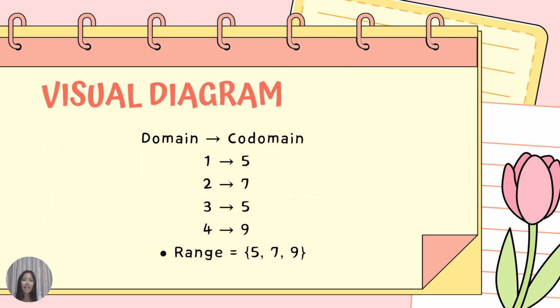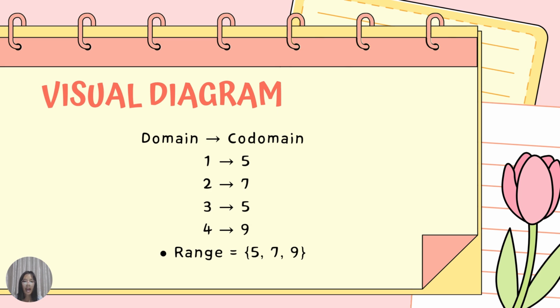Now let's visualize the relation using arrows. The inputs are 1, 2, 3, and 4. And we are going to connect them to the outputs, which are 5, 7, 5, and 9. We can clearly see that 1 maps to 5, and then 2 maps to 7, 3 maps to 5, 4 maps to 9. So from these arrows, we can confirm that the range is 5, 7, and 9.